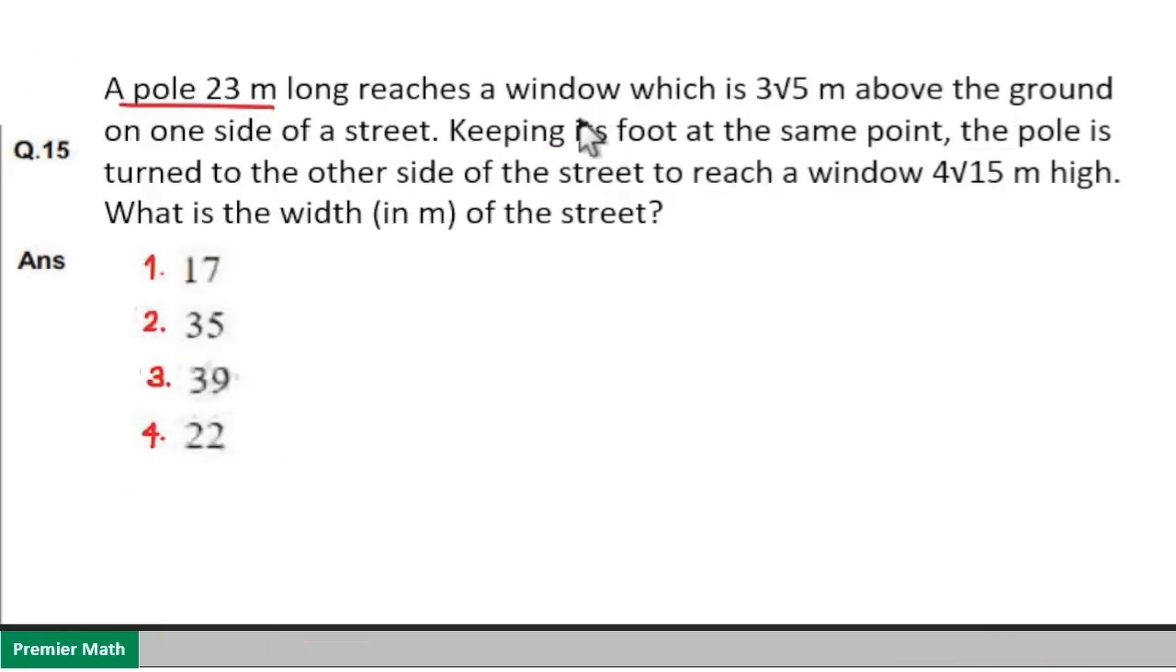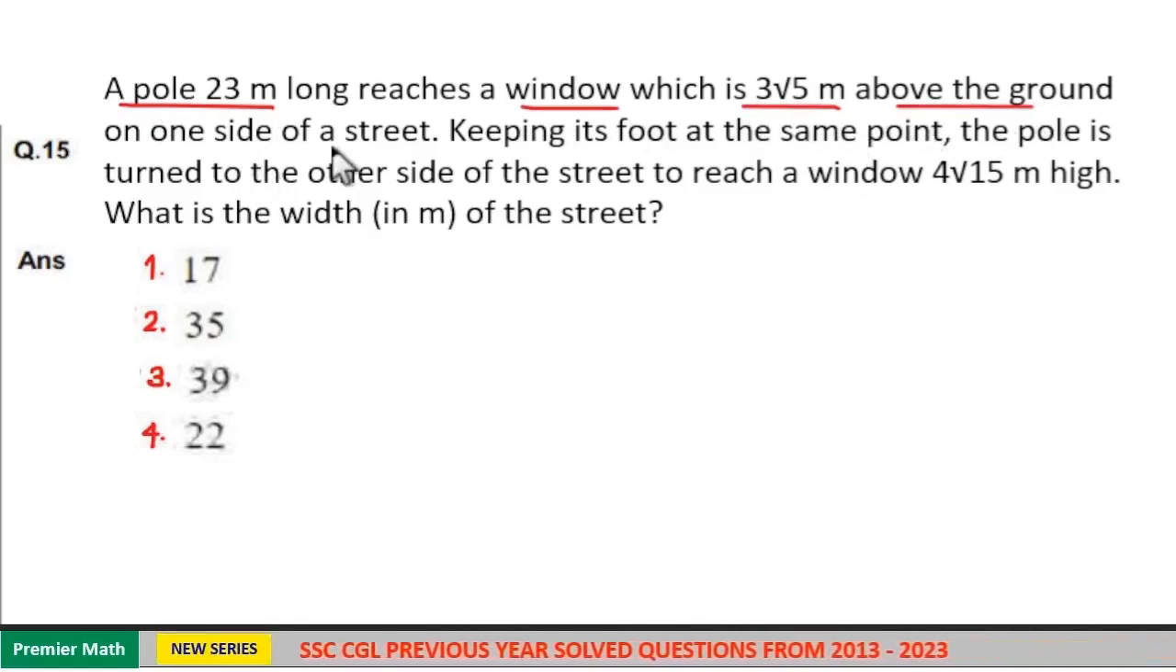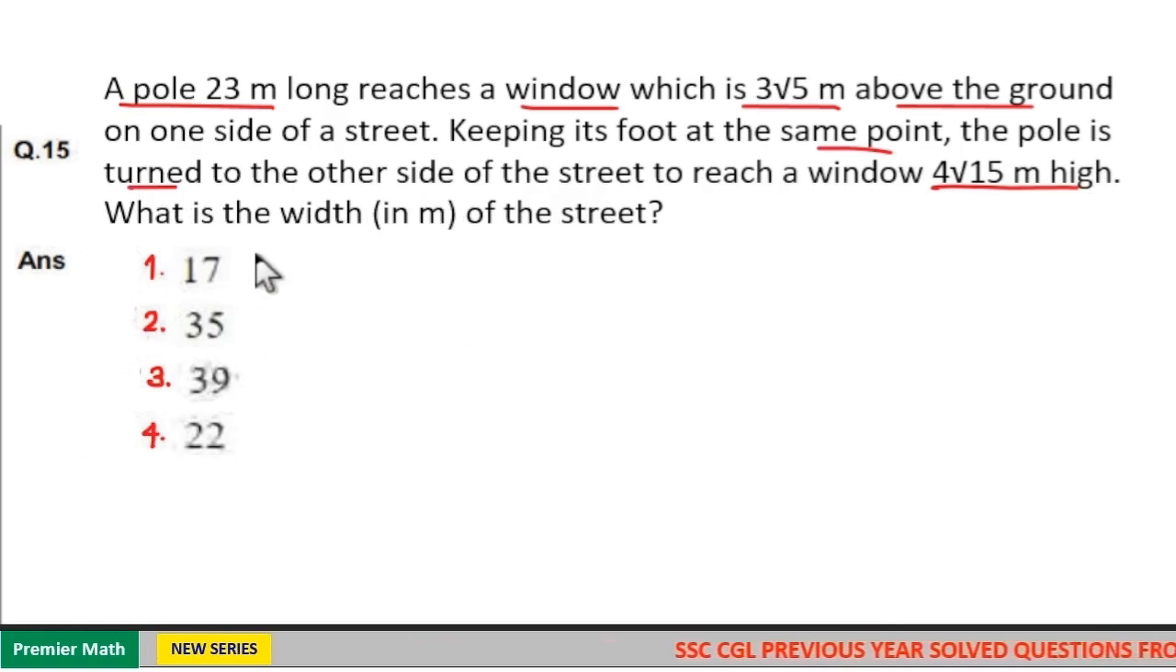A pole 23 meters long reaches a window which is 3 root 5 meters above the ground on one side of a street. Keeping its foot at the same point, the pole is turned to the other side of the street to reach a window 4 root 15 meters high. What is the width of the street? Consider this as the width of the street.